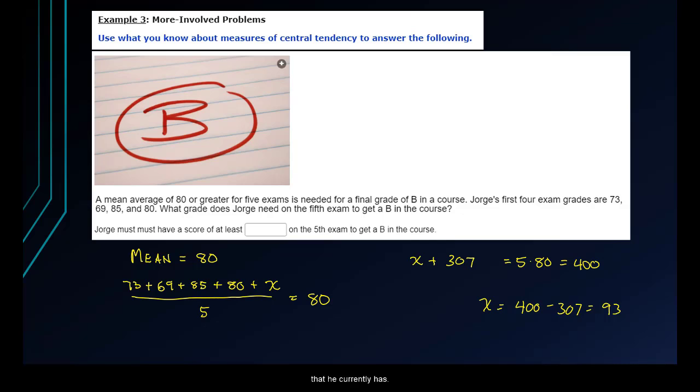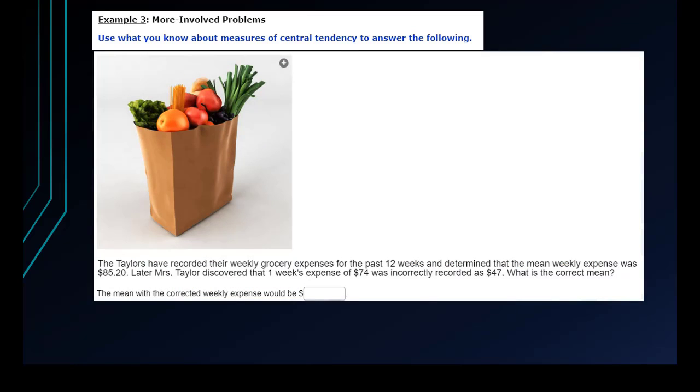So with the scores that he currently has, he must score at least 93 on the 5th exam to get a B in the course.